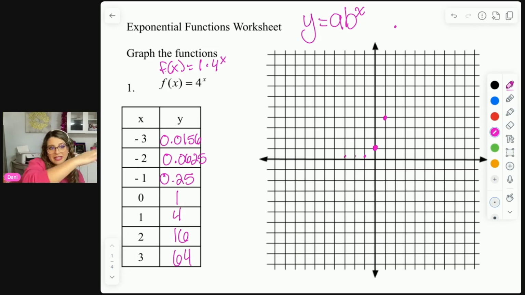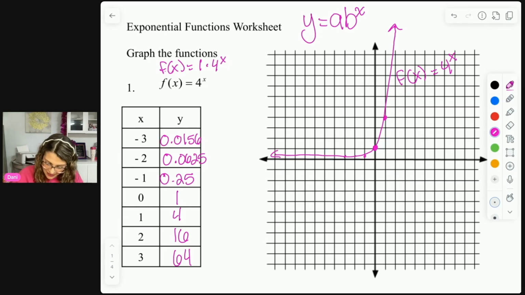So you want to start it with the tail, and then it grows super quick. And we are going to put arrows on either end. You just do the best you can. And a proper graph is always labeled. Always label it.